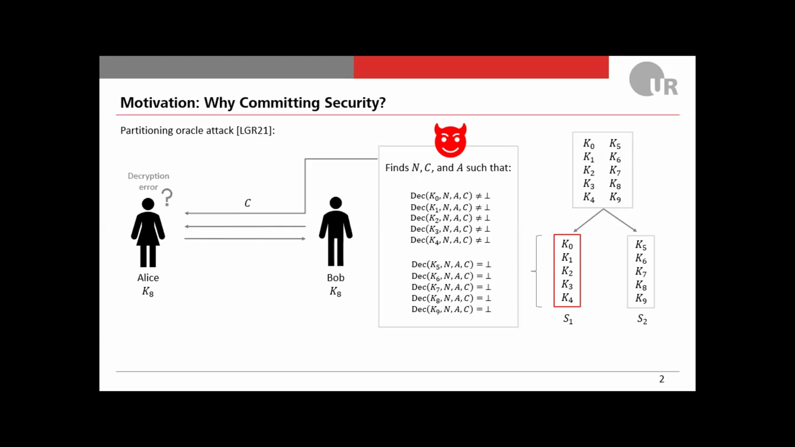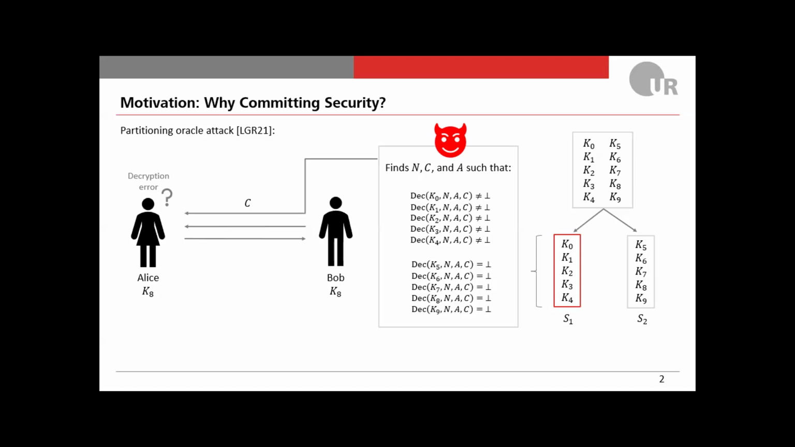The adversary then sends the ciphertext to Alice and, depending on her reaction, can draw a conclusion about the secret key. In this example, the key K8 that Alice and Bob use is not in the first set, so Alice would not be able to decrypt. In the original partitioning oracle attack, Alice is a password encrypted server that answers automatically, so she would return a decryption error. But then the adversary can eliminate all keys from the first set and continue this process with the second set. This allows an exponential speed up compared to a brute force dictionary attack.